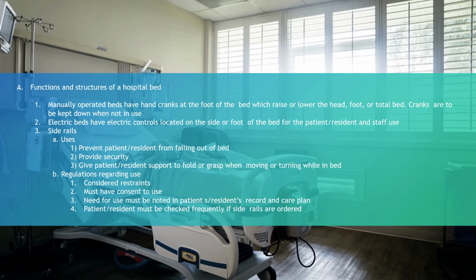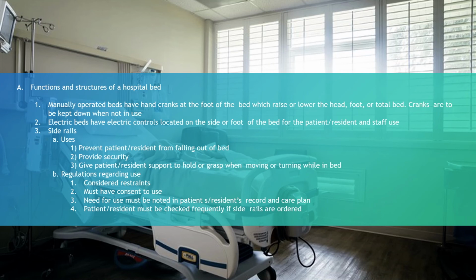Electric beds have electric controls located on the side or the foot of the bed for the patient or resident and staff use. Side rails. Uses: to prevent the patient or resident from falling out of bed, to provide security, to give the patient or resident support to hold onto or grasp when moving or turning when in bed.